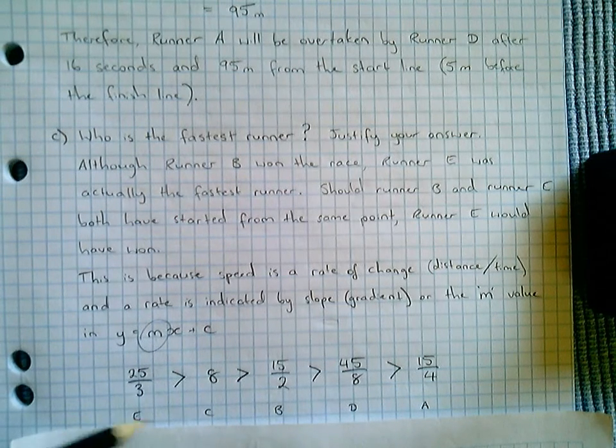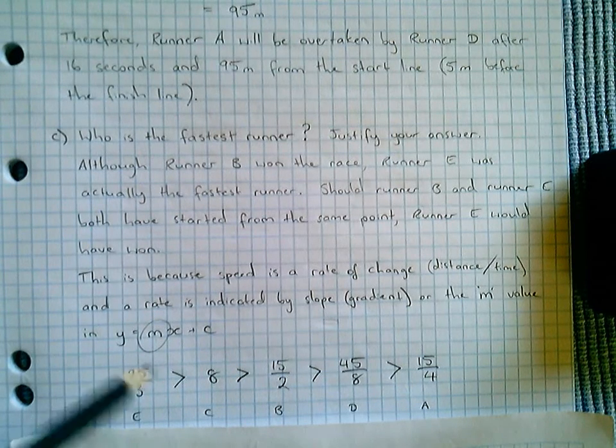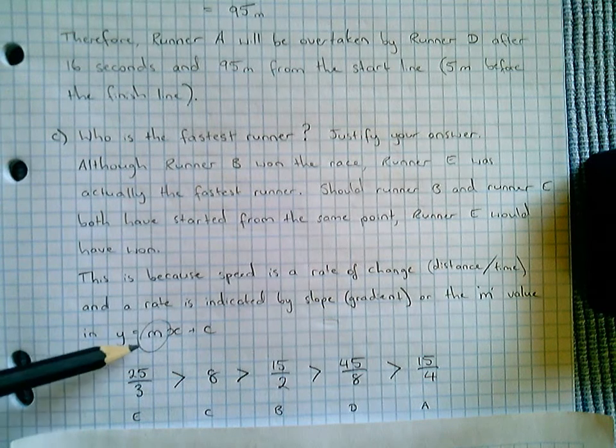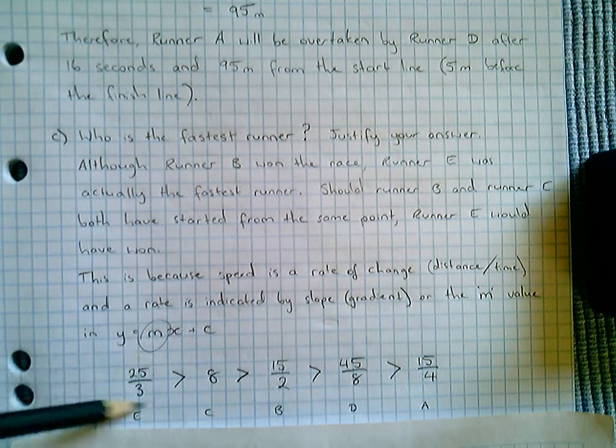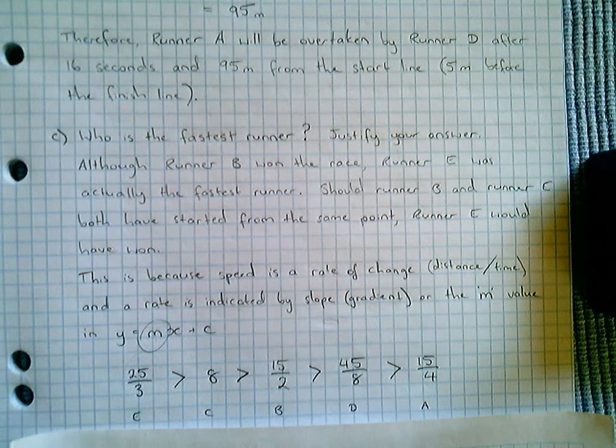I then wrote the runners underneath each of the m values. And I noted that runner E had the biggest m value, which, as I said, in any question regarding linear functions, the rate of change is represented by the m value. So here's our m value for runner E, which means that he ran the fastest.